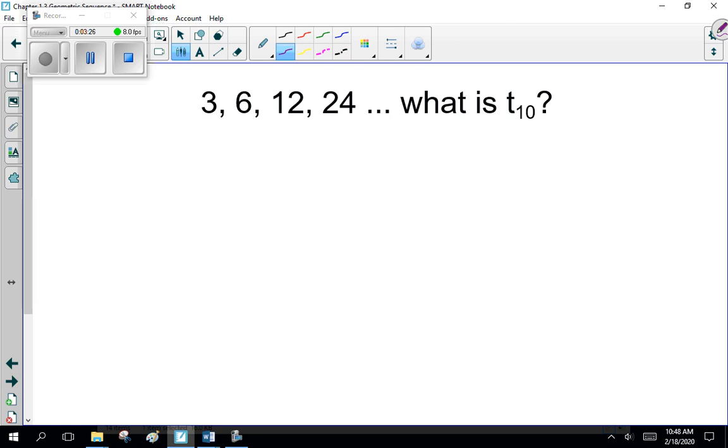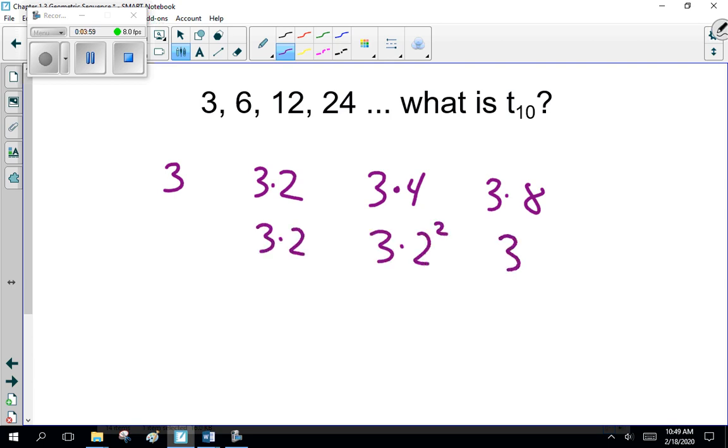Anyway, now, taking a couple minutes to derive a formula. Shh. You're being recorded. What is the 10th term? Now, as I said before, I want you to realize this is not magic. All these formulas come from somewhere. So this is 3 times 2, 3 times 4, 3 times 8, 3 times 2, 3 times 2 squared, 3 times 2 cubed, to the 1, and to be picky, this is 3 times 2 to the 0.